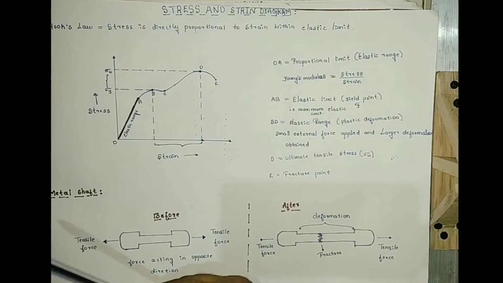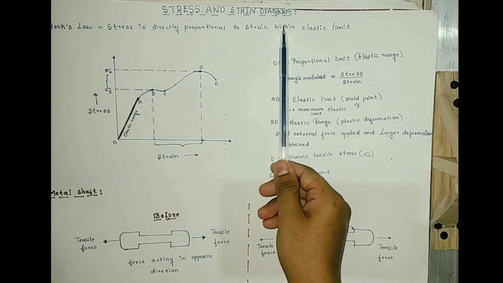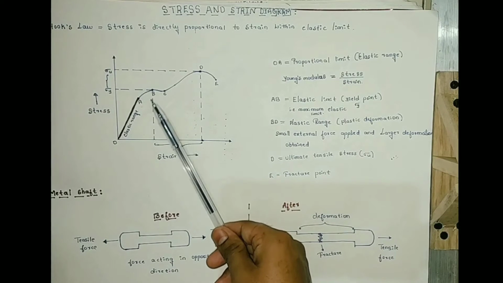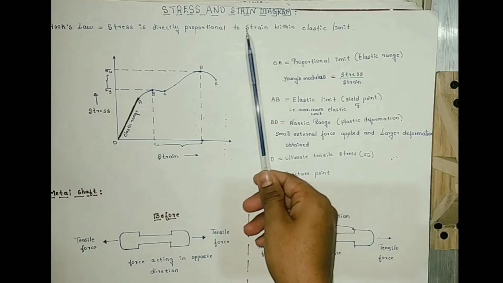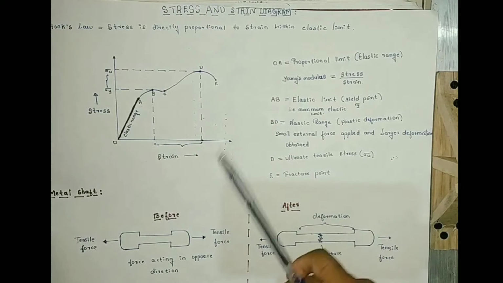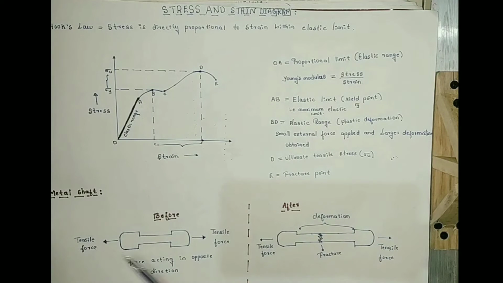So today I am going to explain about this stress and strain diagram. Before going to this stress and strain diagram, we should know about stress and strain. What is stress? Stress is nothing but when a force is applied on any body in two directions. That is called stress. Because of that force acting in two directions or a single direction, the material undergoes deformation. That is called strain.